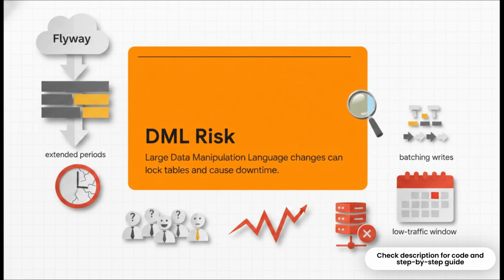The second operational reality we face is DML risk, data manipulation language. So sometimes you aren't changing the structure of the tables, you're changing the actual data inside them. Imagine having to backfill millions of rows of data. Running these massive DML migrations via Flyway can actually lock those tables for an extended period of time, and that causes actual user-facing downtime. To protect against this, you've got to be really strategic. For massive scripts, you either need to batch your writes inside the migration itself or explicitly schedule the deployment to happen during a low-traffic window.